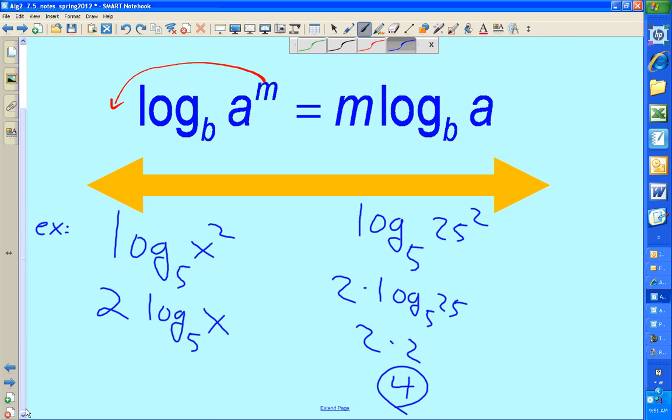So here's two examples. Drop the 2 in front of the log base 5 of x, so you get 2 log base 5 of x. And drop the 2 in front of the log base 5 of 25 to make this easier to evaluate. What's log base 5 of 25? 2. And 2 times 2 is 4.